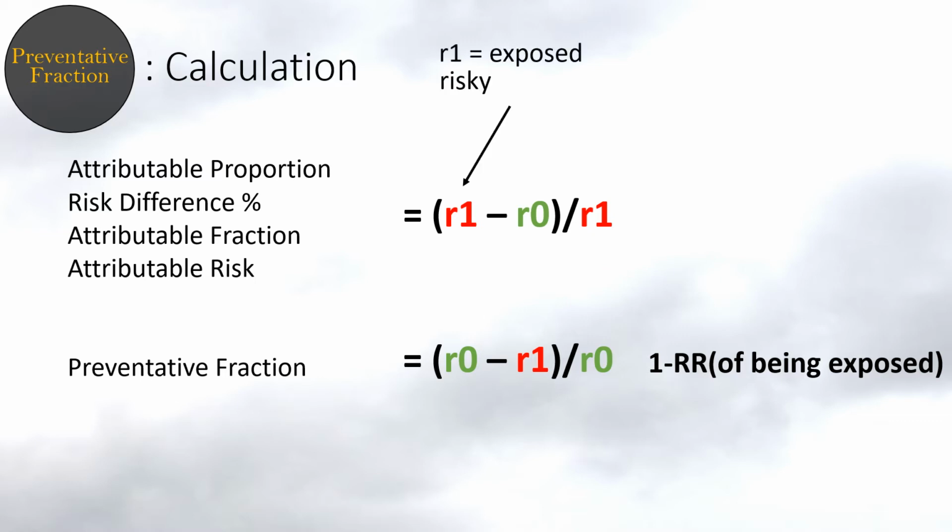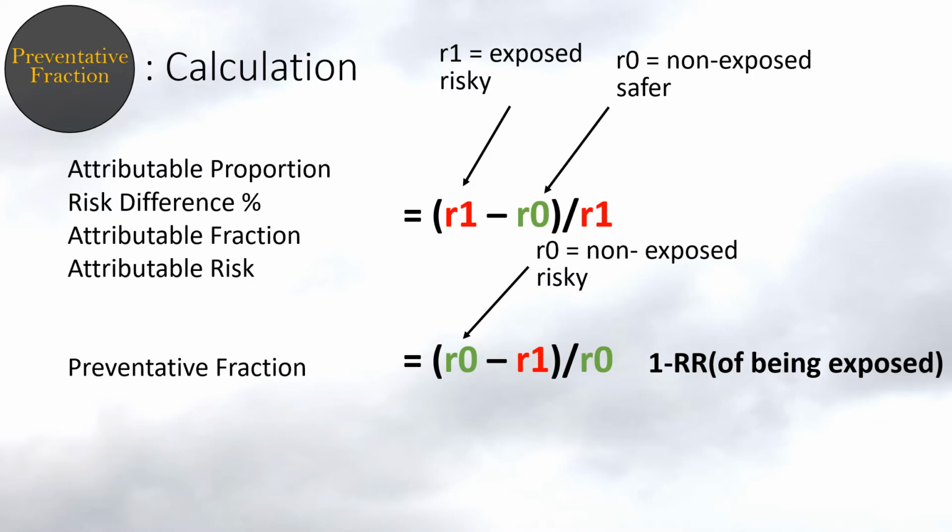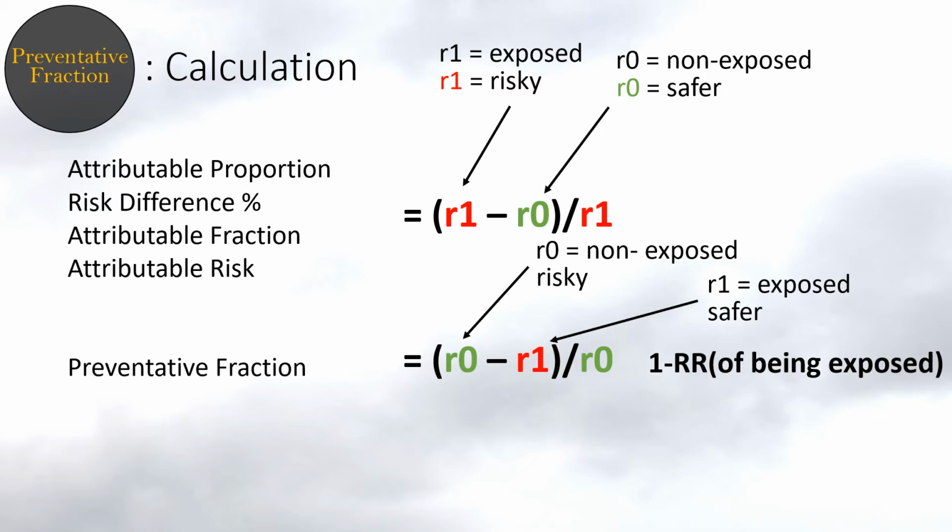So, in explanation to this, what it's actually showing, let's say the R1 in the attributable proportional risk difference, the R1 is the exposed and it's a risky group, minus the non-risky group divided by the risky group. In the preventative fraction, it's the non-exposed or the risky group minus the exposed, which is the safer group, divided by the risky group. Exactly the same as the risk difference above there. But it's because the R1 is exposed and the exposure is something good, you have to flip it around.